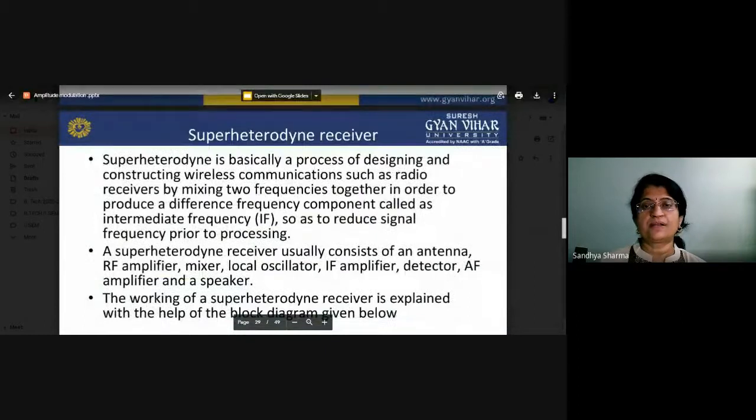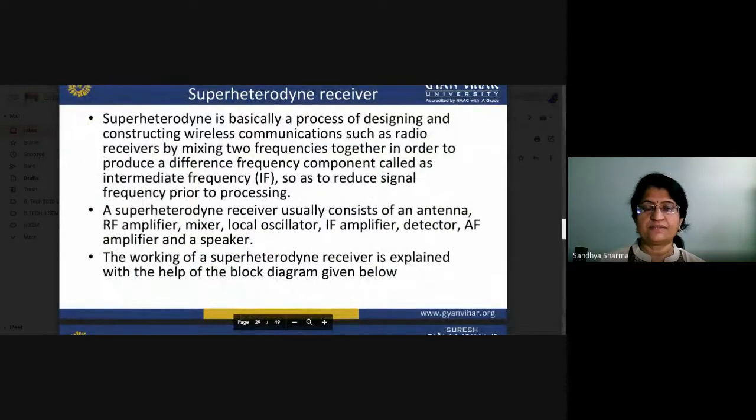Now we will focus on the superheterodyne receiver. It is a very normal receiver, and we can see it in the initial days of radio broadcasting systems. Superheterodyne is basically a process of designing and constructing wireless communication, by mixing two frequencies together in order to produce a difference frequency component called an intermediate frequency. Sometimes we are not working with the low frequency and very high frequency carrier signals. Apart from that, we work on an intermediate frequency, and that is the IF frequency.